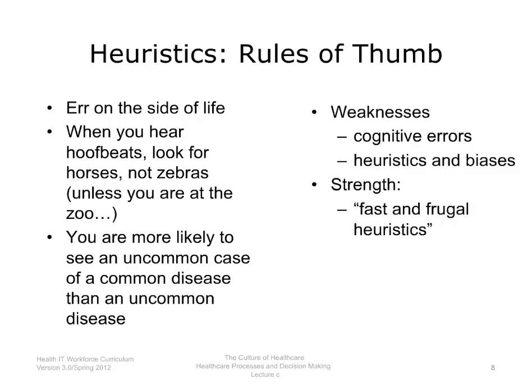The third heuristic is, you are more likely to see an uncommon case of a common disease than an uncommon disease, which indicates that even if it seems like a rare condition, in terms of probability, it is more likely to be a common one. There are drawbacks to using heuristics because they can lead to cognitive errors and biases. However, they provide a fast and frugal reference point, facilitating an appropriate working diagnosis with a minimum of resources, including time and attention.